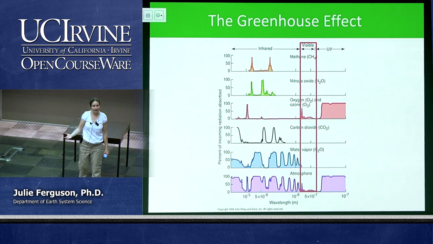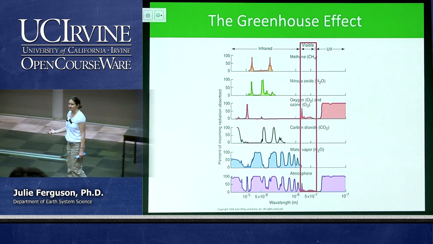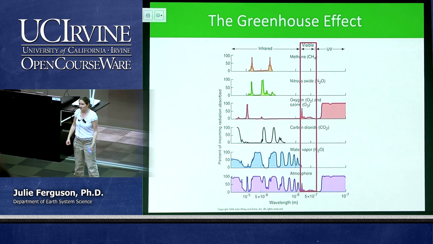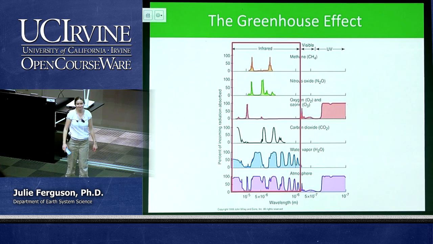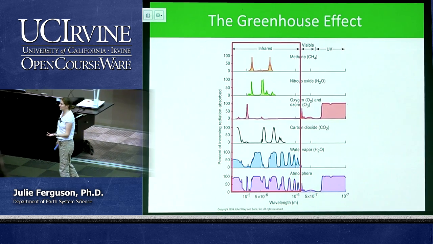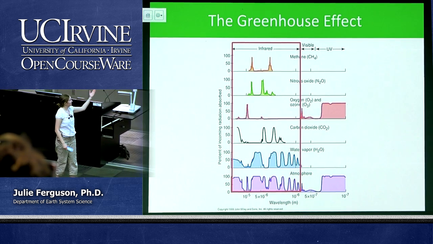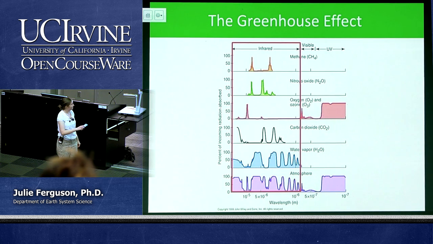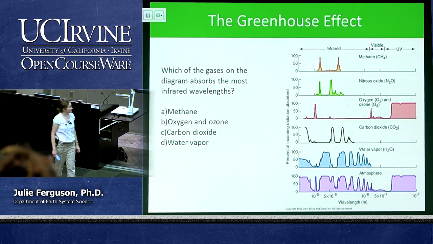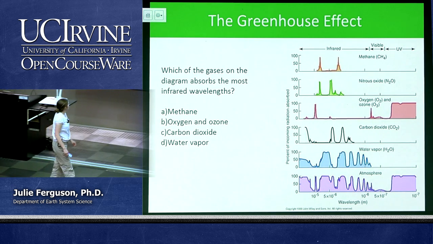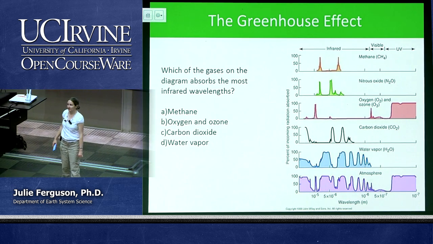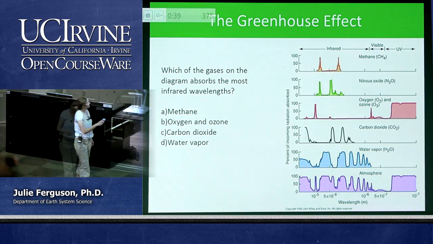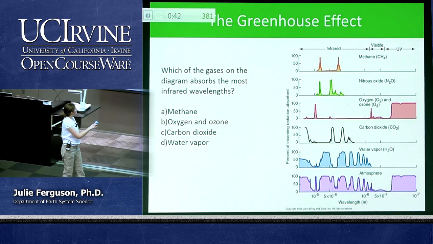But what is the Earth giving out? Infrared. And are there any gases that absorb in the infrared part of this? Yes, a lot of those gases. The ones that you've heard of, things like methane, things like carbon dioxide, and others. So I have a quick question for you. Which of those gases on my diagram absorbs the most infrared wavelengths, which is basically the most effective greenhouse gas? So let's see if we get the same answer.